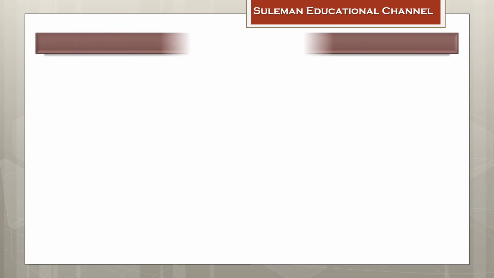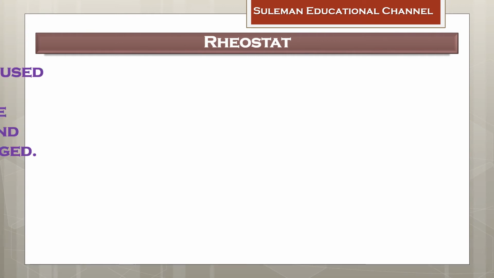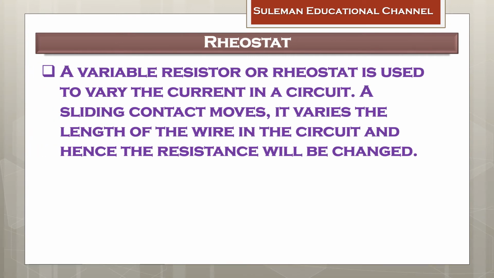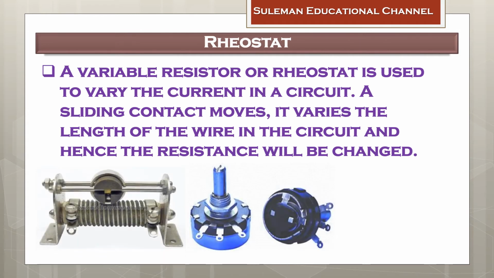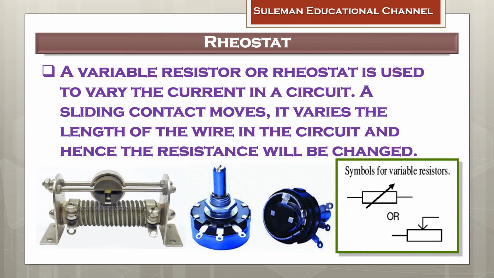Now we will discuss rheostat. A rheostat is a variable resistor. It is a type of resistor which can be varied, so the value of the resistance can be increased or decreased. As we have studied earlier, the resistance can be increased or decreased by changing the length. If the length is increased, the resistance is also increased. If the length is reduced, the resistance is also reduced. Here are a few diagrams which show a rheostat, and here is the symbol used for a variable resistor.